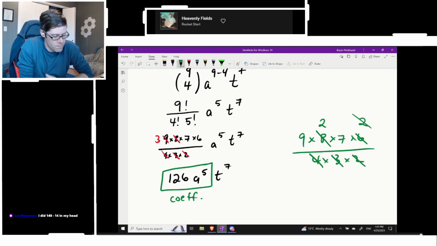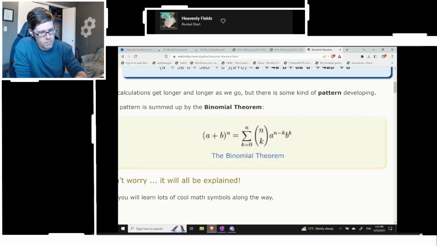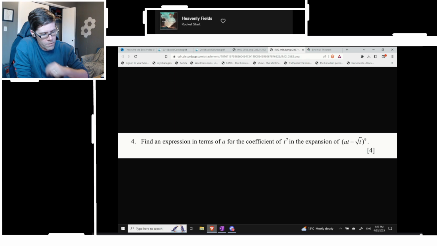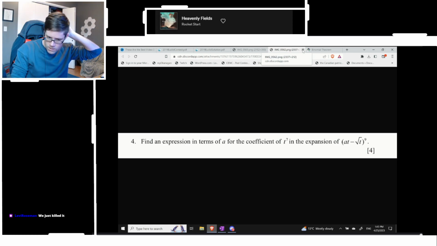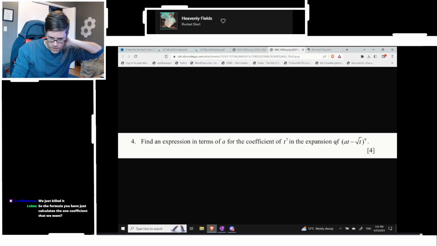I think I'm happy with that. How do we feel? Do we feel happy with that? I feel pretty good about that. I feel like we did a thing. So I feel like that's how we tackle something like that. Use the formula, figure out the value of k that's going to give you, in our case, t to the 7, and then just try to simplify for that coefficient. Okay, that's a cool question. I like that a lot.